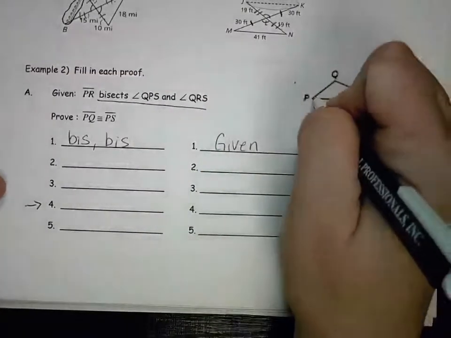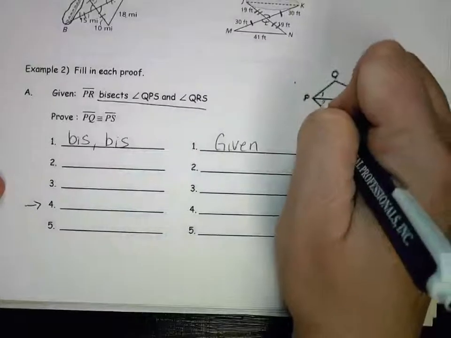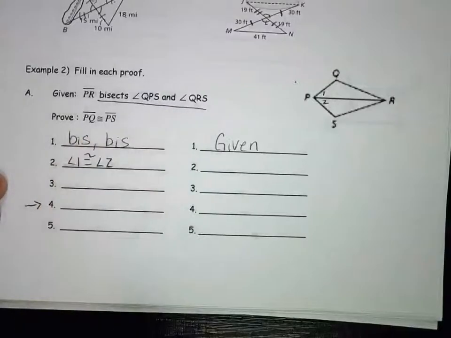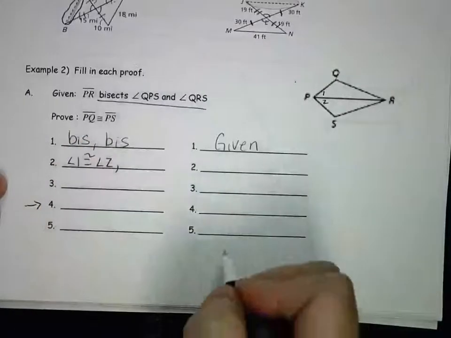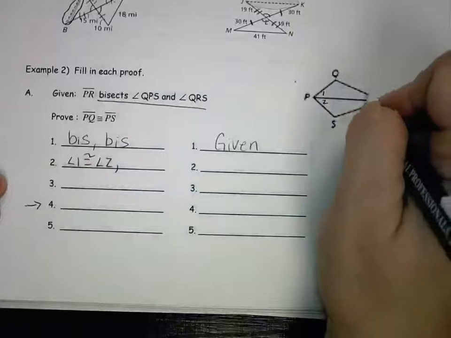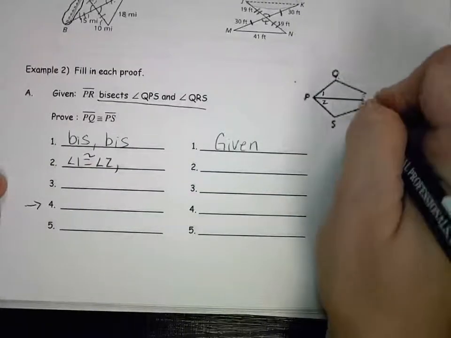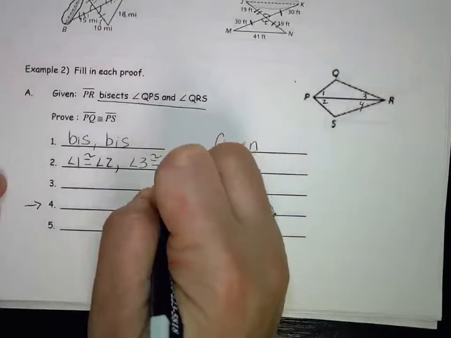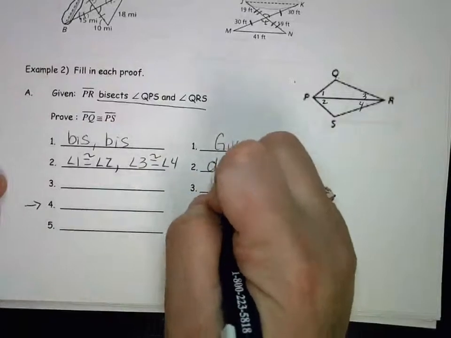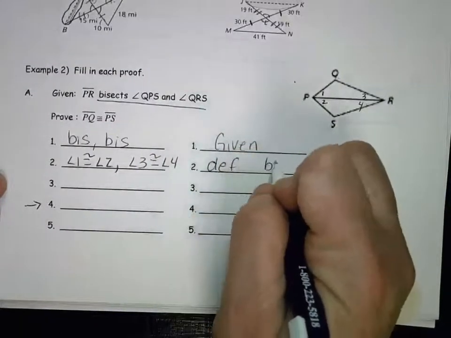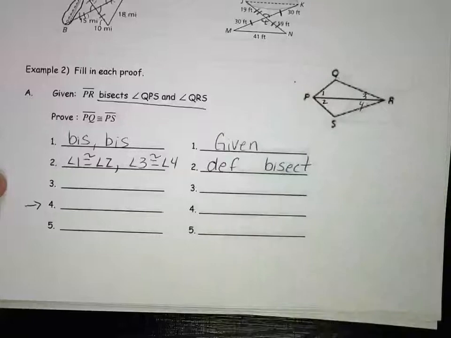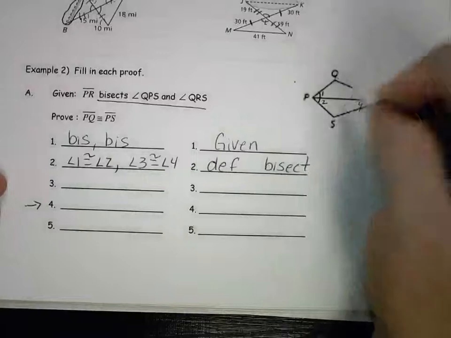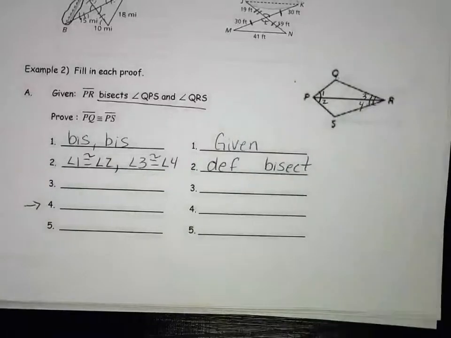Well, if QPS is bisected, then those angles are congruent. Angle 1 is congruent to angle 2. And if QRS is bisected, then those are congruent. Angle 3 is congruent to angle 4. And that is by the definition of bisect or angle bisector, whichever one you prefer. So these angles are congruent and these angles are congruent.